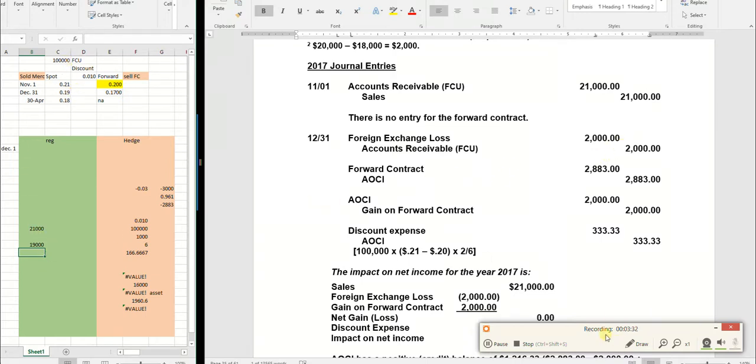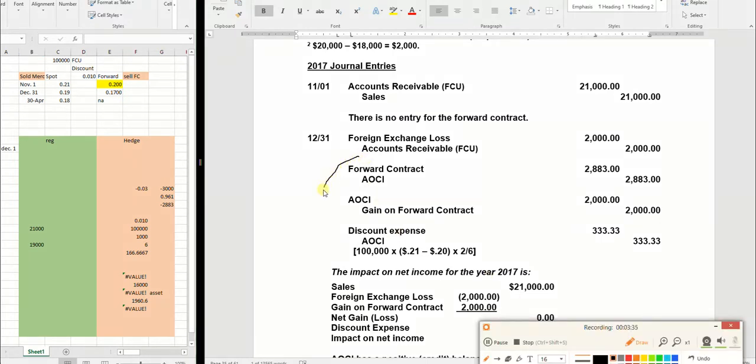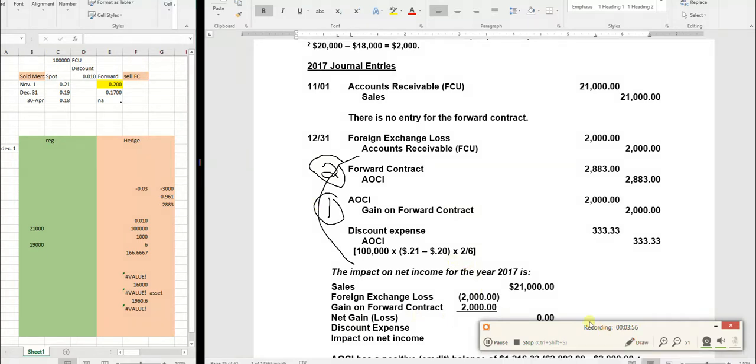Now I'm going to go to my hedge side. Okay, and again, I do them in a different order, but the first one I offset my gain or loss. Since this is a loss up there, I have a gain here and I debit to AOCI. The second one is I adjust my forward contract to its fair market value. Okay, so let's look here. I'm selling foreign currency. Go back for a second. I'm selling foreign currency. Would I rather sell it for 0.20 or 0.17? I would rather sell it for 0.20. I'm getting more out of it.